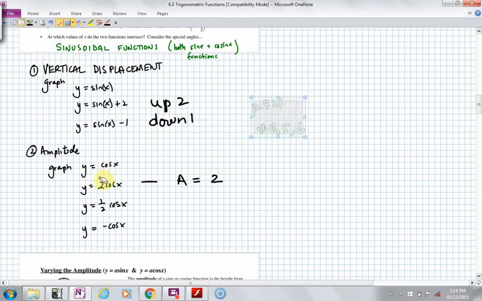Okay, what's the amplitude for y equals cos x? What's the normal amplitude? 1. What about this one? Amplitude is a half. What's the amplitude here? Also 1, yes. We ignore the negative sign. The negative does transform the graph as we would expect. It reflects it over the x-axis, but it doesn't change the amplitude. And amplitude is always positive. We never report the negative with an amplitude change.